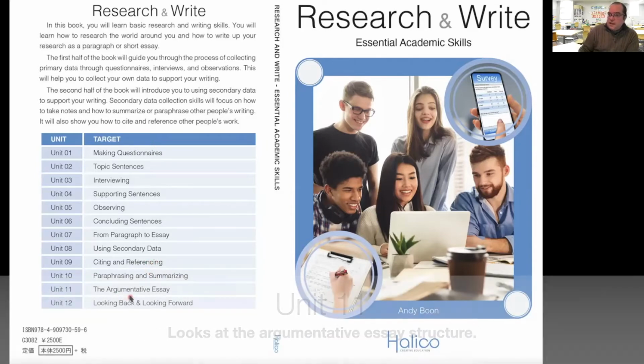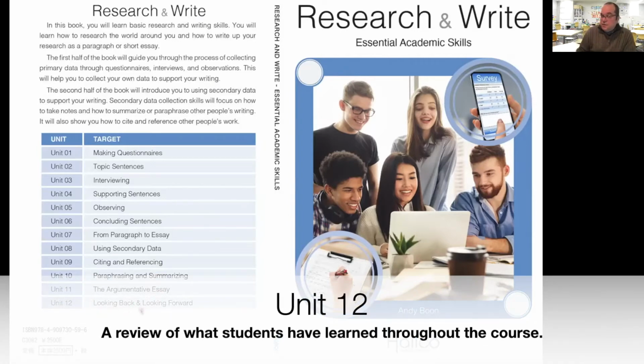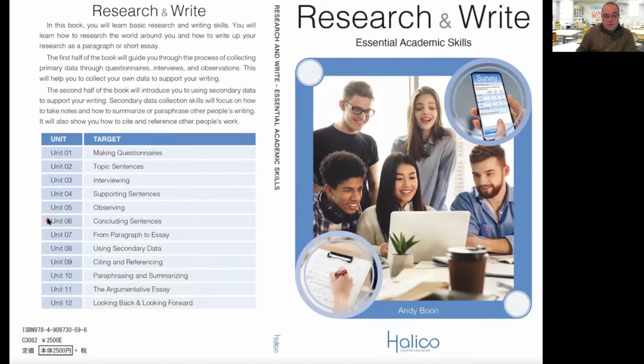And this builds to Unit 11, where students look at the argumentative essay structure, and this blends primary data as well as secondary data collection in their writing. And Unit 12 is a review unit where students can go back and look at what they have learned throughout the course. So as I said, you may want to split the course into Unit 1 to 6 for the first semester, Unit 7 and 12 for the second semester. It is possible to do this in one semester as well, but you would go through it much more quickly.